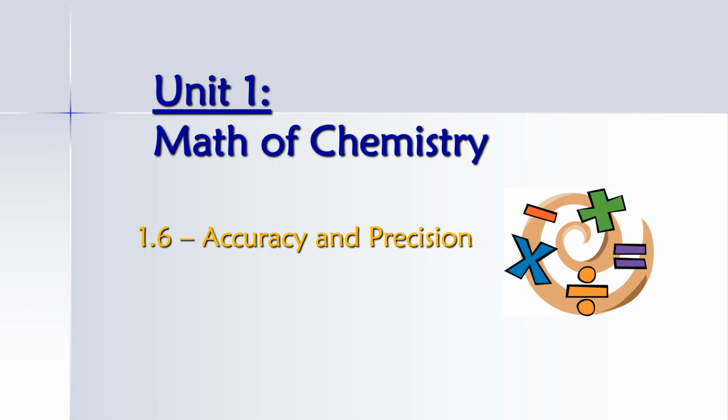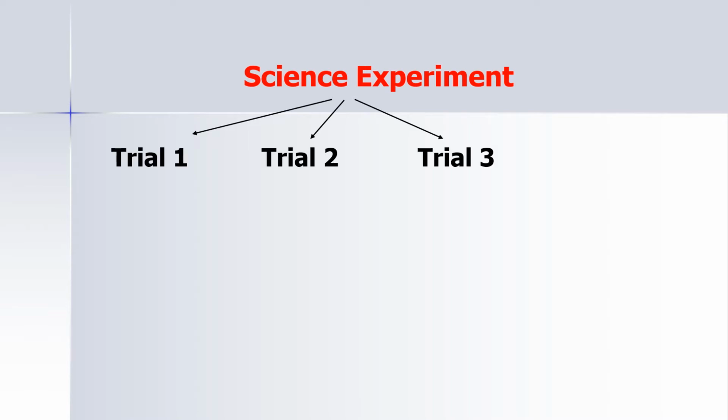Hello, everybody, and welcome back to Unit 1 of Regents Chemistry, Math of Chem, where we will be talking about accuracy and precision today. Normally, when we perform an experiment in the lab, we try to do three different trials, or three repetitions of the same experiment. We call them trial 1, trial 2, trial 3.